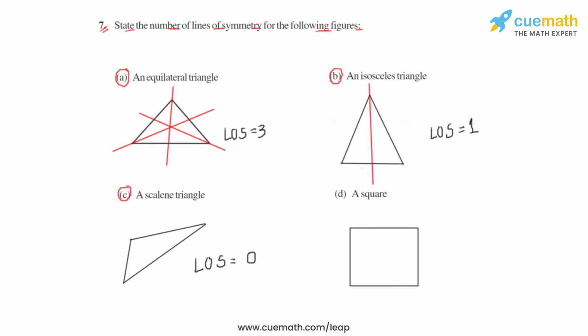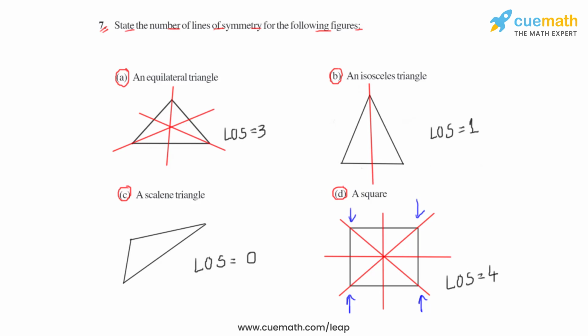Moving on, in the D part we have a square. We all know that a square is a regular polygon, so there are 4 sides. The number of lines of symmetry will also be 4. The first line of symmetry passes through these two vertices, the second passes through the other two vertices, and the other two pass through the midpoints of the two sides. So we can conclude that the number of lines of symmetry for a square is 4.